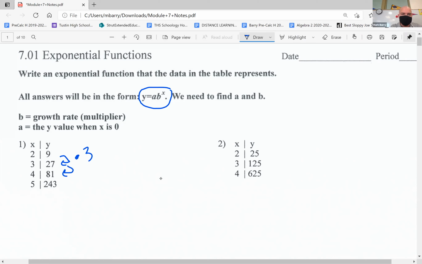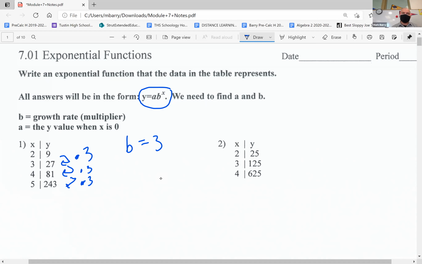Does that pattern continue here to get from 27 to 81? Yes, that is times 3 again. And then the last one here from 81 to 243, you could double check that on a calculator, but I will tell you that that is times 3 again. So our multiplier is consistently 3. So I'm going to say that b on this one, number 1, equals 3. Not too difficult, right? Okay.